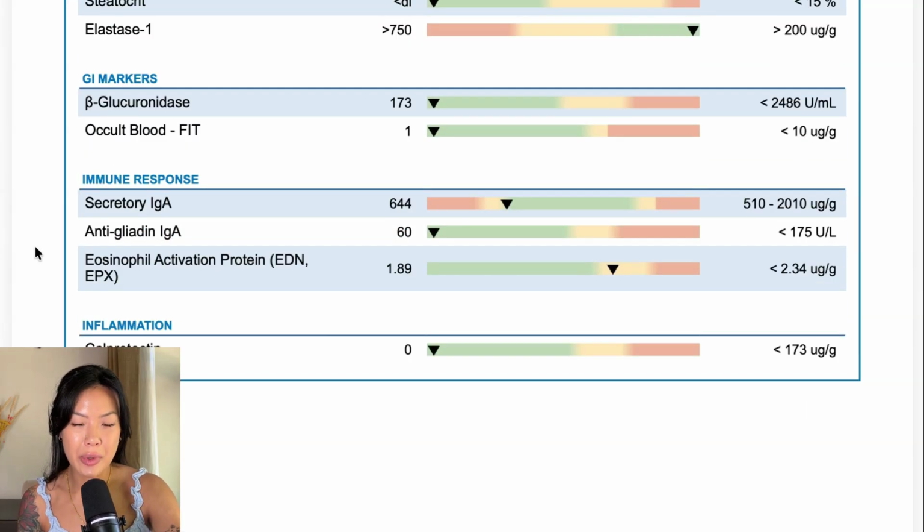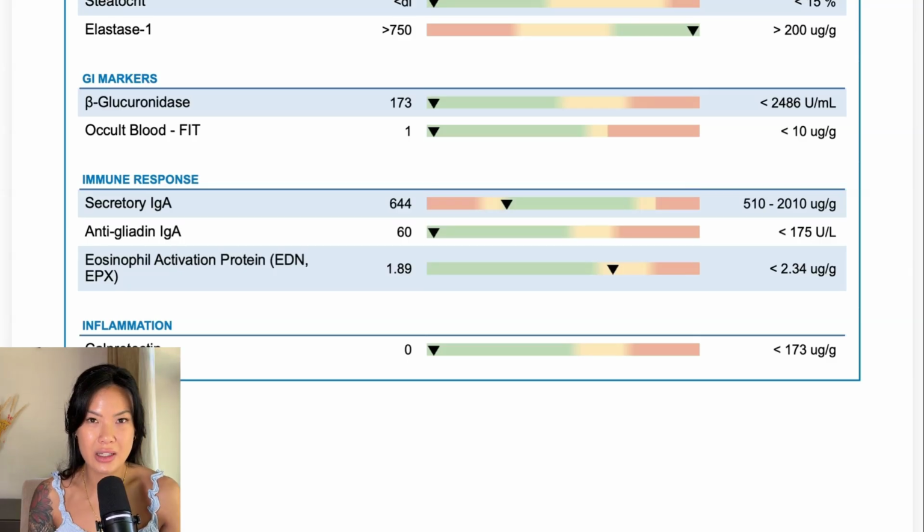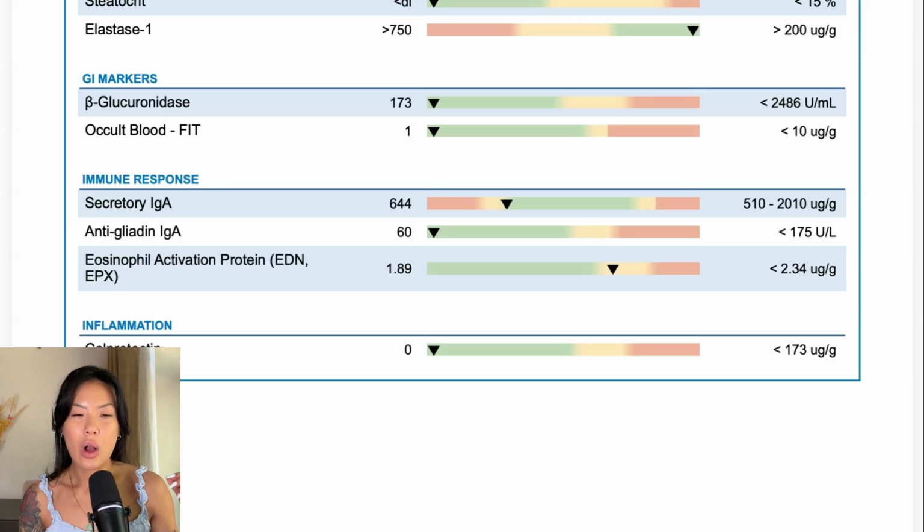Secretory IgA is probably another favorite that I like to look at. That is basically looking at the immune system in the gut. So how is your defense system? Is it non-existent, low, or is it highly alert? I see both in eczema cases. I've seen secretory IgA very low. I've seen it very high.